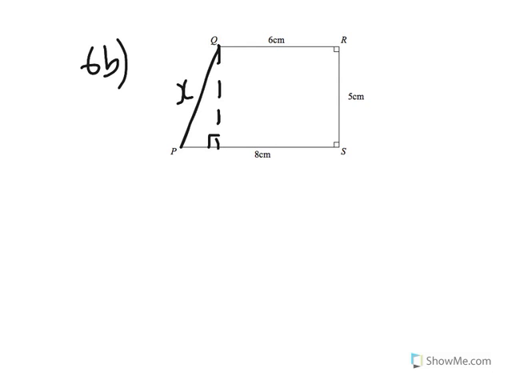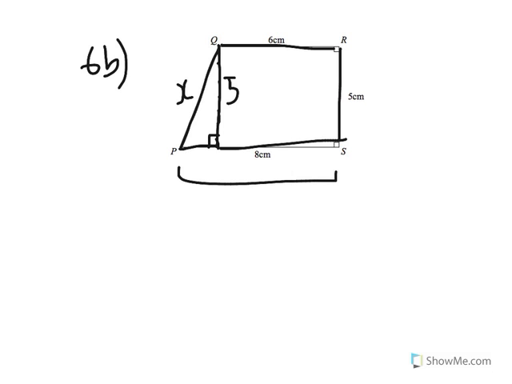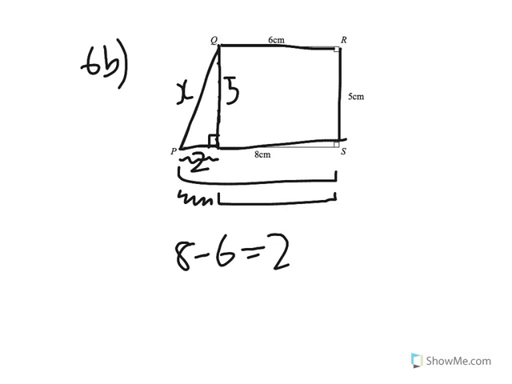Okay, so after you've set that apart, since you know that this length and this length are equal, because obviously this is a rectangle, that means that this should also be 5 centimeters. And over here, since this whole length is 8 and this length is 6, that means this length here is just 8 minus 6, which is 2. So this length here is 2.